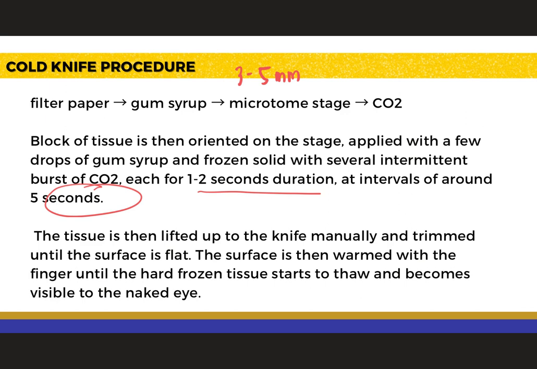Please take note that sections do not form ribbons but rather stick to the knife blade and should therefore be removed with a camel hair brush or finger moistened with water. They are often transferred to a dish of distilled water to separate and pick up individually for mounting and staining. The water dish is usually placed on a dark or black background in order to see the sections, which are usually colorless or very light in color.